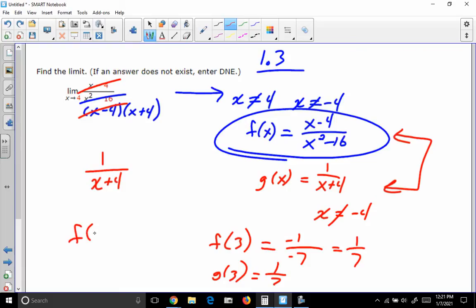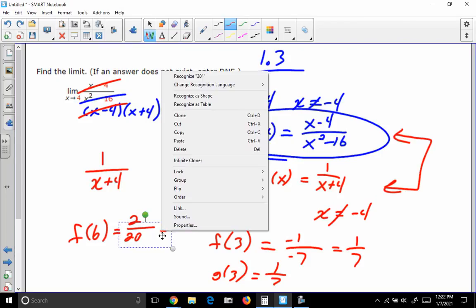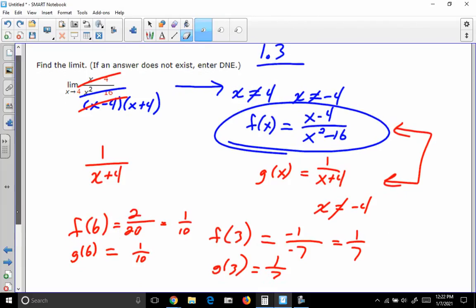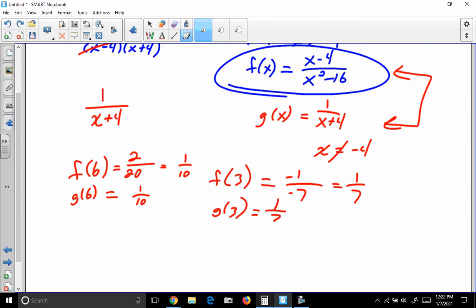If we plug in 7, or let's say 8. 8, that's a little bit big to do off the top of our head. So let's pick something smaller. Let's pick 6. We plug a 6 in. For f, 6 minus 4 is 2. 6 squared is 36 minus 16, which is 20. So that reduces to 1 over 10. For g, we get 1 over 6 plus 4, so we get the same thing. So these two functions are equivalent. They are of equal value everywhere except where they're undefined.